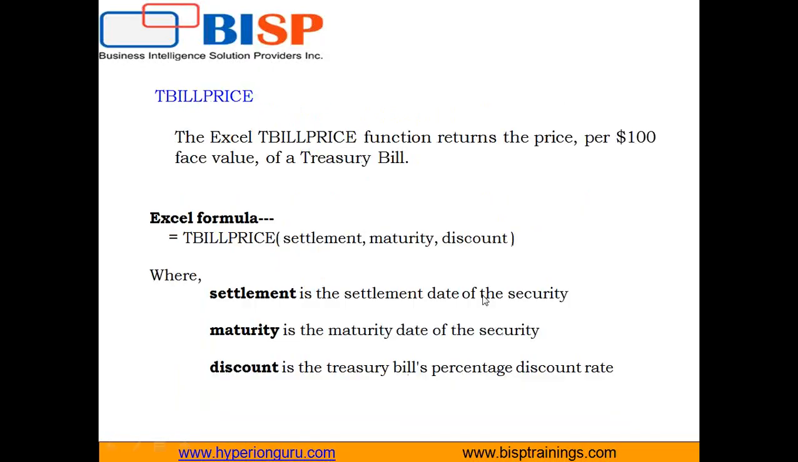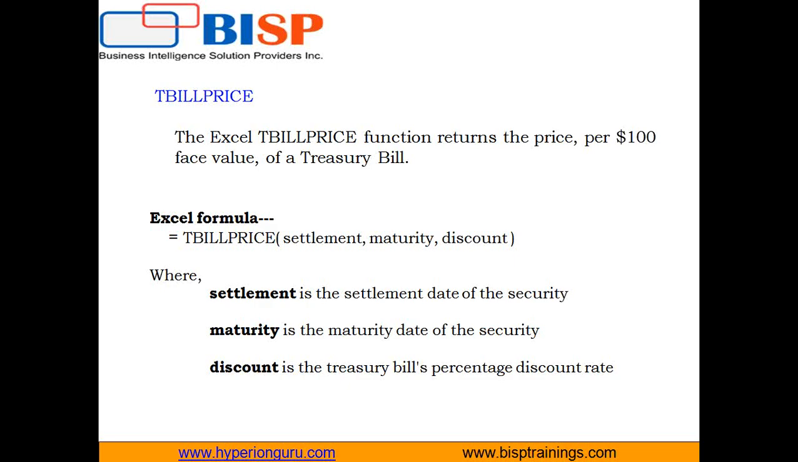The next function I am talking about is the TBILLPRICE function, and this function is used for calculating the price for a treasury bill. When you evaluate a treasury bill, which is usually called a T-bill, you should determine the fair market value of the investment. In Excel, you can use the TBILLPRICE function to find that value.